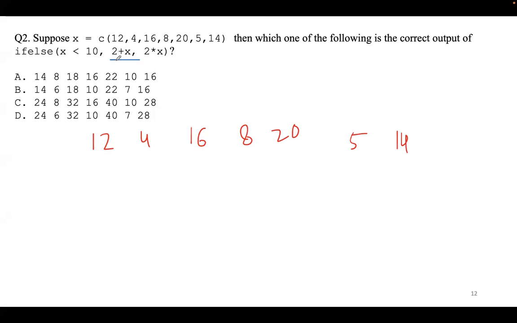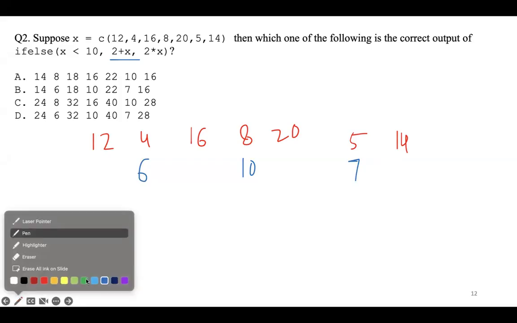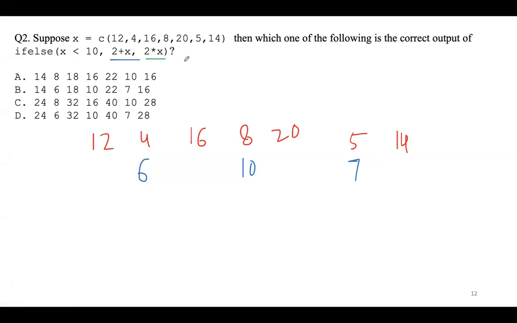So if x is less than 10, we add 2. This is less than 10. This is less than 10. This is less than 10. That's it. Then when x is greater than or equal to 10, we multiply it by 2. So this gets multiplied by 2, this gets multiplied by 2, this gets multiplied by 2, and this gets multiplied by 2. Right? So yes, option D is the correct answer. All right, so that's pretty much what we had.